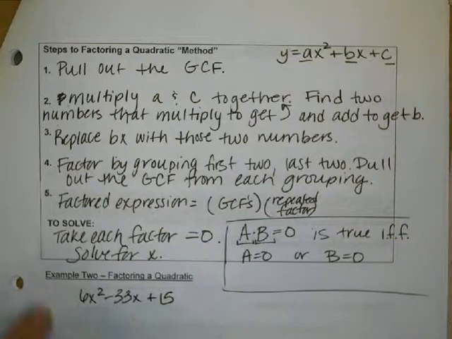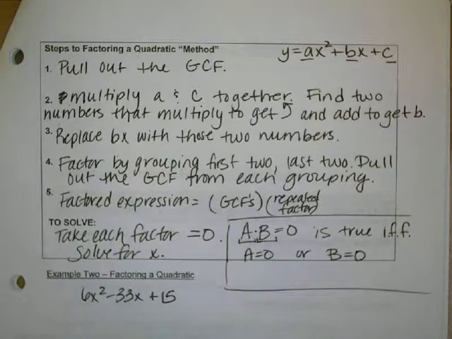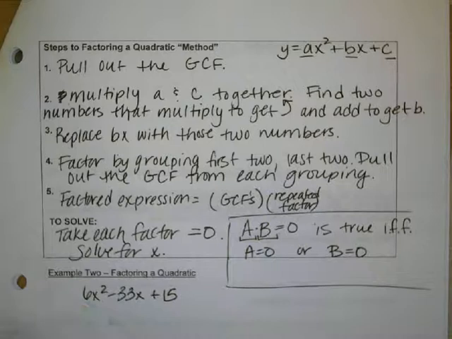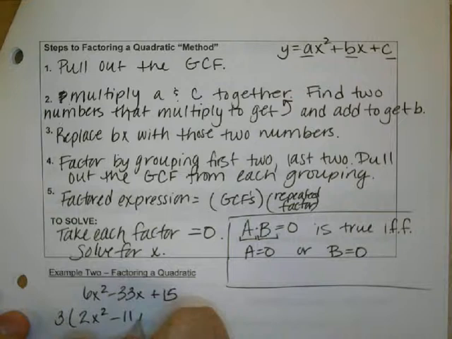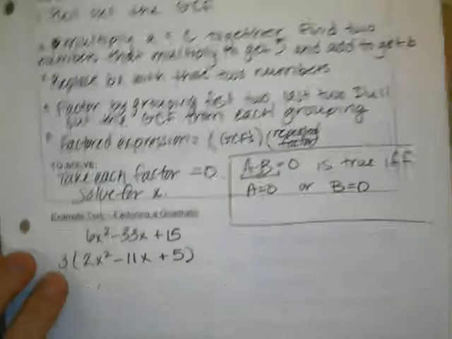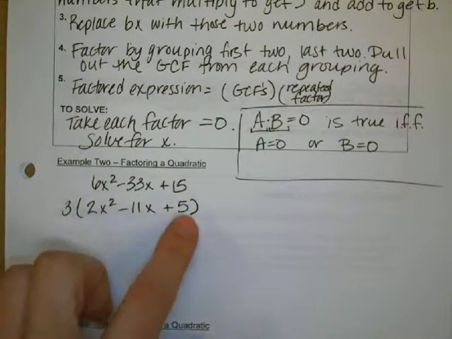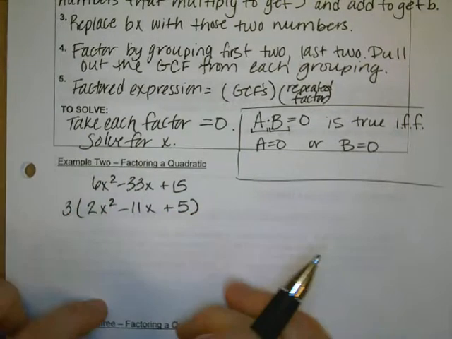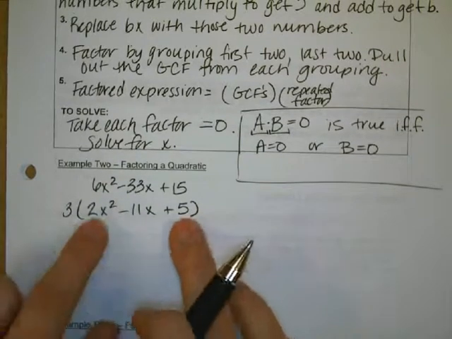Okay, the first thing that we're going to do is pull out the GCF, if we have one. So I look at all these numbers and I see if there's a common number that would divide into each one of these terms. 3 would divide into each one of these terms, so I'm going to pull out a 3. I'd be left with 2x squared minus 11x plus 5. Now once you pull out the greatest common factor, you can just leave it outside. You don't need to really worry about it at this point, because all that's doing for you is making these numbers smaller. Okay, so I'm going to ignore it from this point on, and I'm going to multiply, because the next step is multiplying your A and your C together. So I'm going to multiply 2 times 5 to get 10.